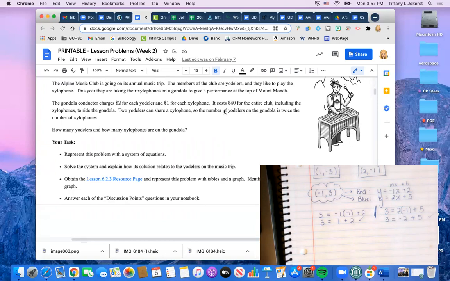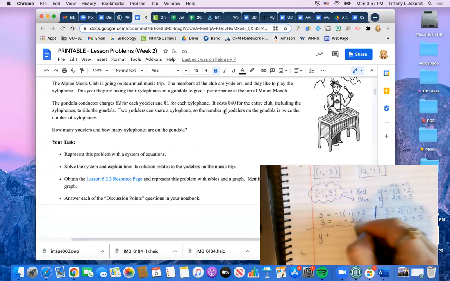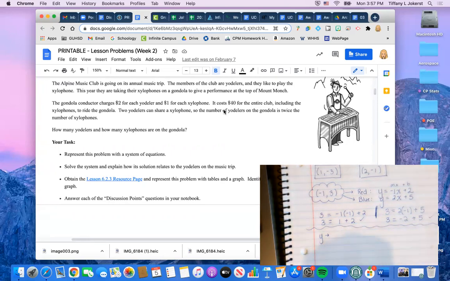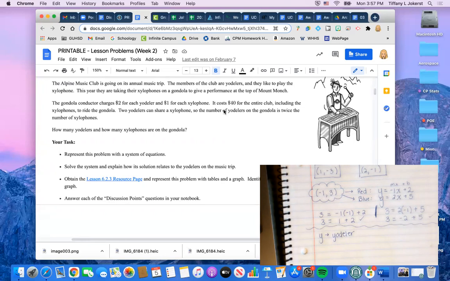How many yodelers and how many xylophones are on the gondola? So the gondola conductor charges $2 for each yodeler. Well, first of all, I'm going to start defining my variables first. My y, that's going to be the yodeler. And then the x is going to be my xylophone.